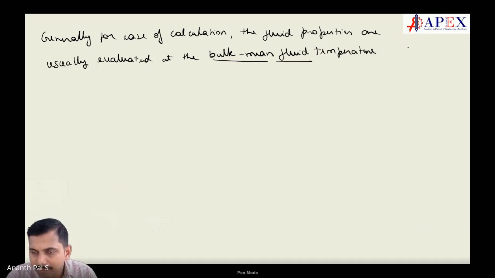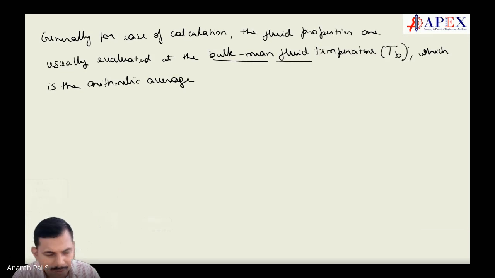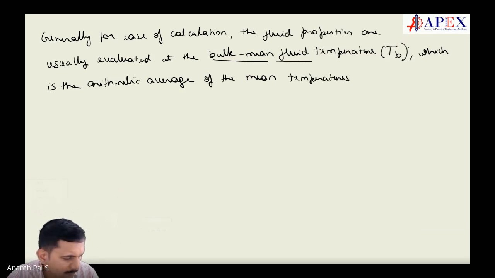I'll call it TB, which is the arithmetic average of the mean temperatures at the inlet and outlet. Now, why is this done?